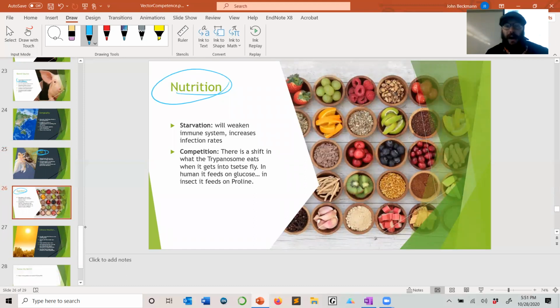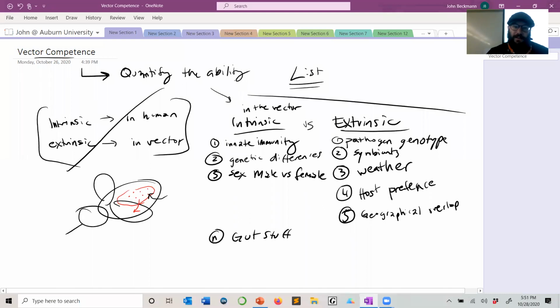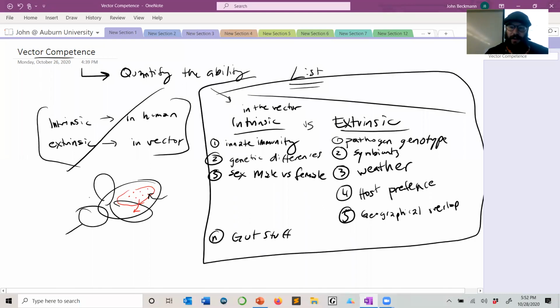Nutrition. How well has that tsetse fly been fed? If it's been fed really well, maybe it's really robust, its immune system is really good and can fight off the trypanosomes. Or maybe it's the opposite. So these are all examples of the things that can impact vector competence in the specific instance of tsetse flies. Okay, so we'll end there.